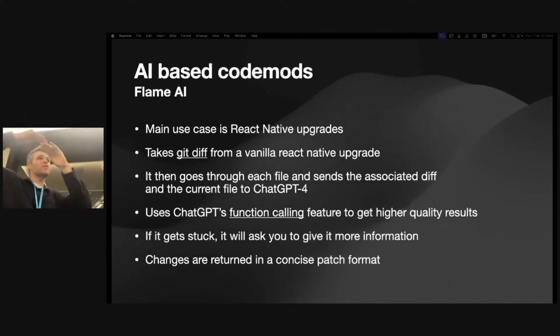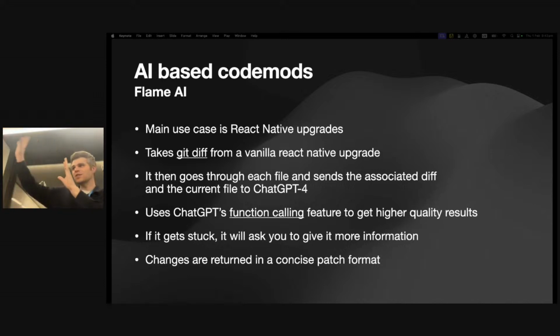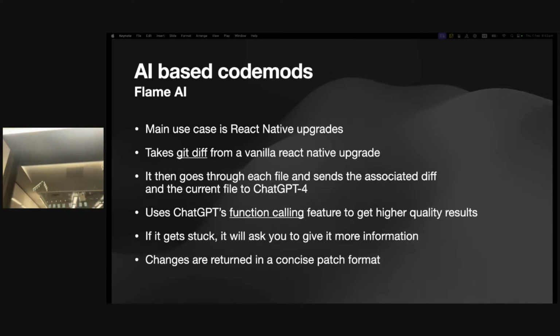It then goes through each file of a generic React Native upgrade and creates a diff. That's a generic upgrade from a vanilla repo. It takes that diff and goes to your repo and asks, what files do you have that are also in the other one? Then it sends the patch file, the diff, and your file to ChatGPT and says, okay, the diff should look something like this.